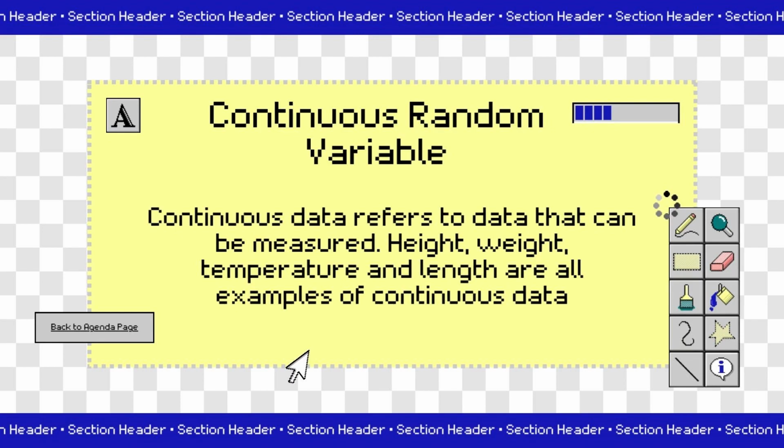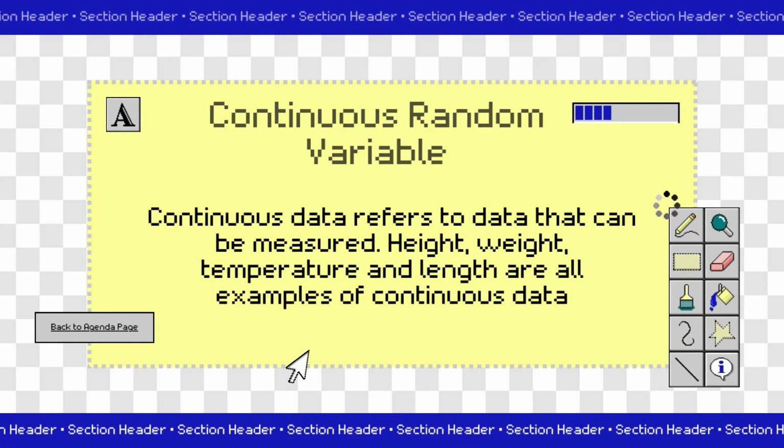In contrast with our discrete random variable, continuous random variables are your data gathered that can be defined in decimal or in fraction form. So for us to fully understand what continuous random variable is, I have some examples here for you.